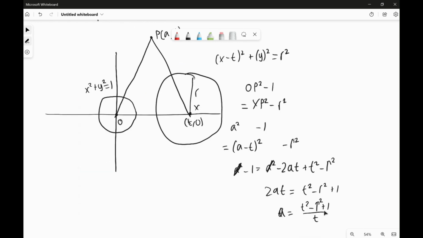However, this represents the equation of a line that is actually perpendicular to the line connecting the radii. So we are done.